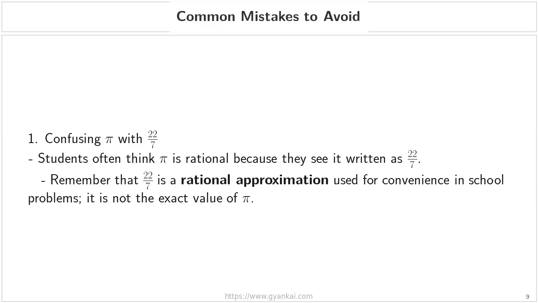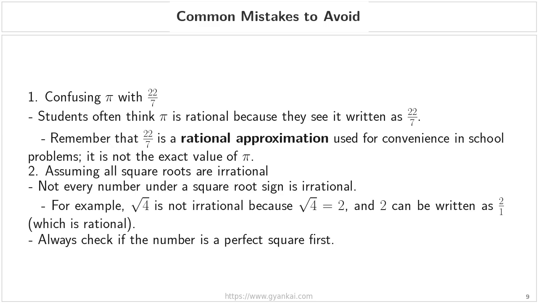Second, be careful not to assume that every number under a square root sign is irrational. While we saw earlier that the square roots of non-perfect squares, like the square root of 2 or the square root of 15, are irrational, this isn't a universal rule. For example, if you see the square root of 4, you must remember that the square root of 4 simplifies exactly to 2. Since 2 can be written as the fraction 2/1, it is a rational number. So, my advice is to always check if the number under the radical is a perfect square before you jump to a conclusion.